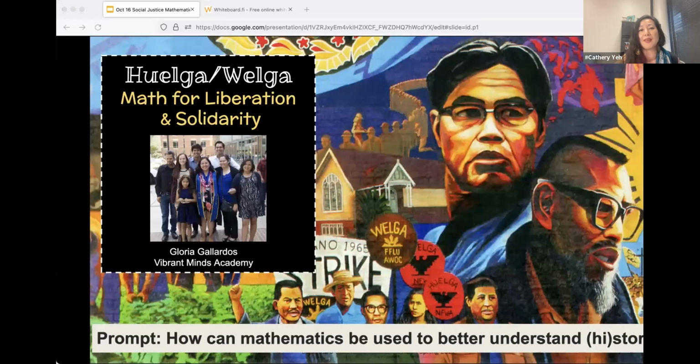Today, the main gist of the lesson is going to be a lesson called WEGA. It's called Math for Liberation and Solidarity. It was a lesson developed by Gloria Gallardos. Gloria, will you say hi in the chat? Gloria is in the room with us. That is why, Gloria, this lesson centers on her. She's a teacher at Vibrant Minds Academy in Anaheim, California. Gloria developed this lesson 3 years ago when she was my student in my math methods course. And it was developed exactly at this time in November 3 years ago.